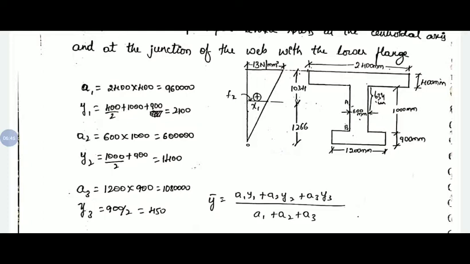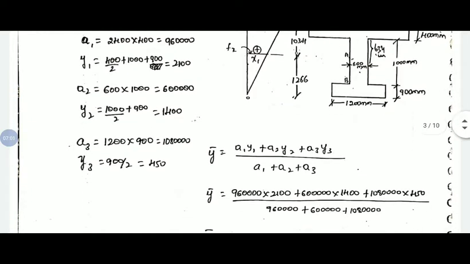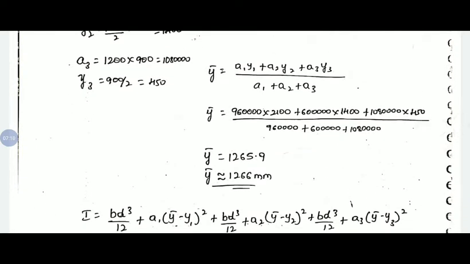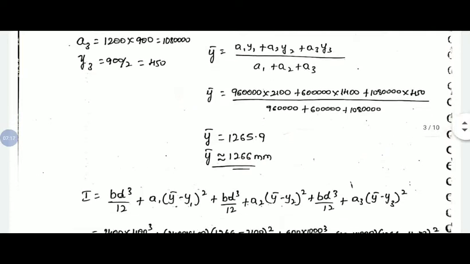Similarly, a2 has web width 600 and web depth 1000, and y2 is 900, the thickness of the bottom flange, plus 1000 by 2, which gives 1400. And a3 is the bottom flange, 1200 by 900, and its centroidal distance is 900 by 2 with respect to the bottom. On substituting here, we get the centroidal distance at 1266 mm from the bottom of the I section.